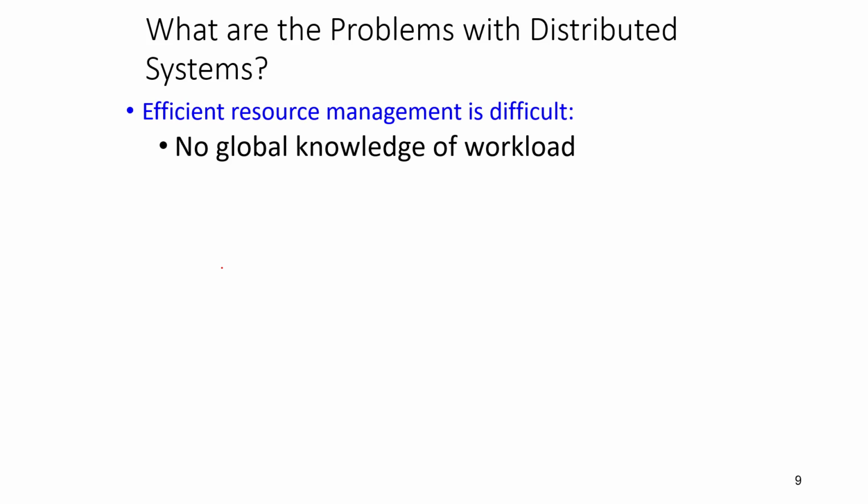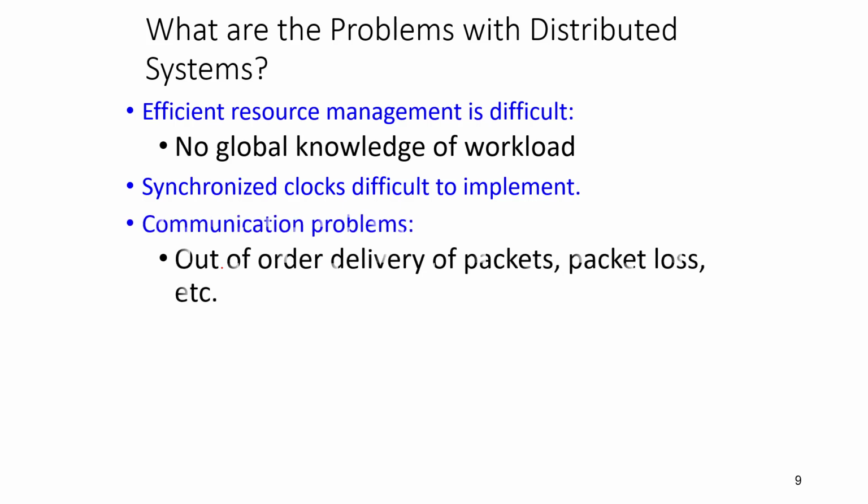So, what are the problems with distributed systems? Well, resource management is hard. We don't have a global knowledge of either the workload or sometimes the configuration. Clocks are not synchronized, so there is no single time base. There could be problems in communication in the sense that if you are sending multiple packets, they could be delivered out of order. Packets could be lost. So, of course, traditional networking protocols have methods to handle them, but again, they add to the non-determinism and the latency.